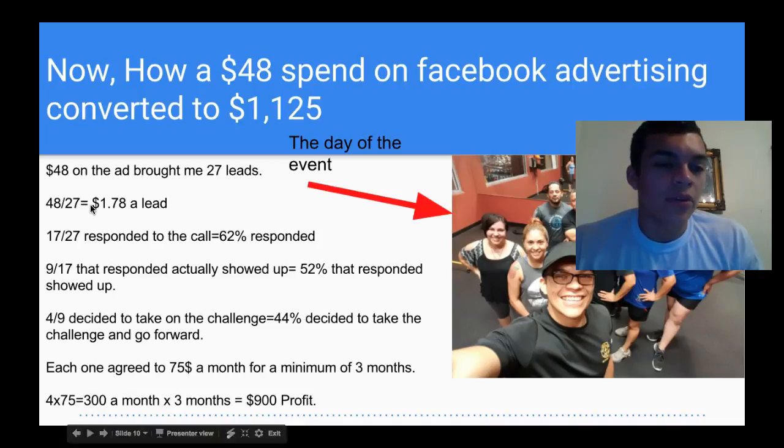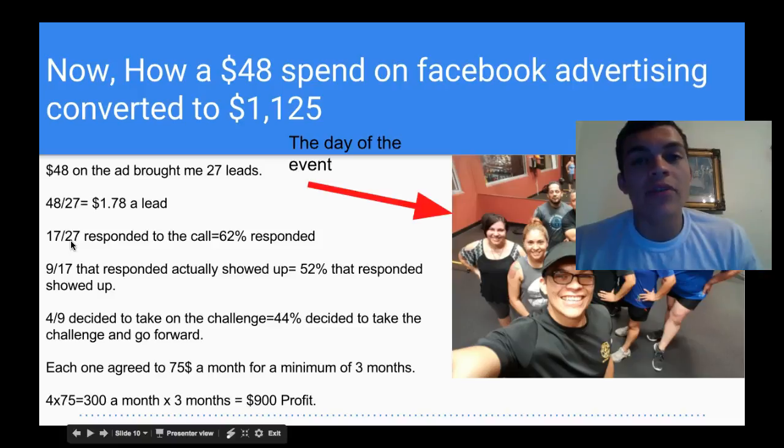And then I broke it down even further. Okay, so on $48, and you know how much I was spending per lead. Okay, that was about $1.78 on each lead. So out of those 27 that filled out the information, 17 responded to my call. Okay, 62% responded. Now these numbers are pretty important for redoing ads and figuring out where you're losing and where you can actually grow. So out of those 17 that actually responded to the call, 9 of them showed up. Okay, that's about 52% attendance.